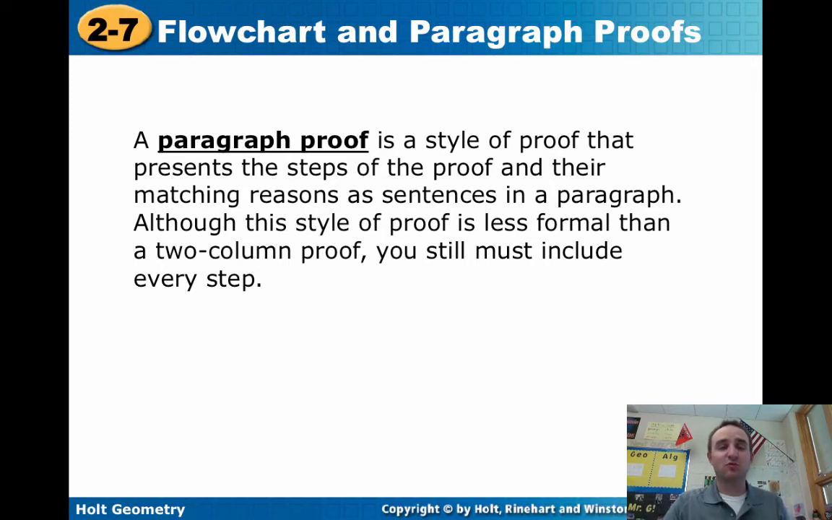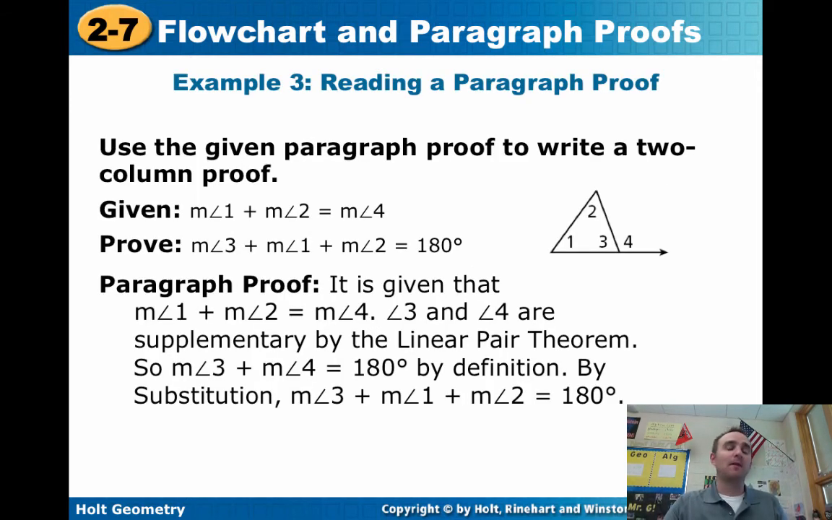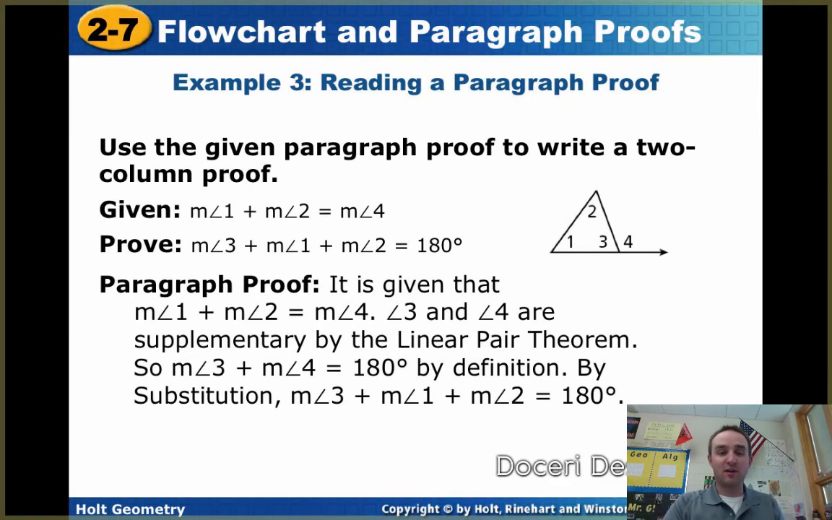They're using sentences. So really what we're doing is taking a 2-column proof and turning it into a paragraph proof. But first we're going to go the opposite way. We're going to take this paragraph proof and turn it into a 2-column proof. And what you're going to see here is that everything is spelled out in the paragraph proof. It says it is given that measure of angle 1 plus measure of angle 2 is measure of angle 4. That's step 1 right there.